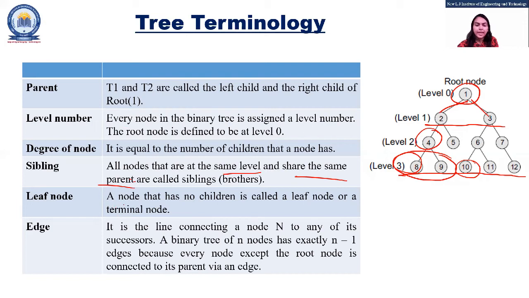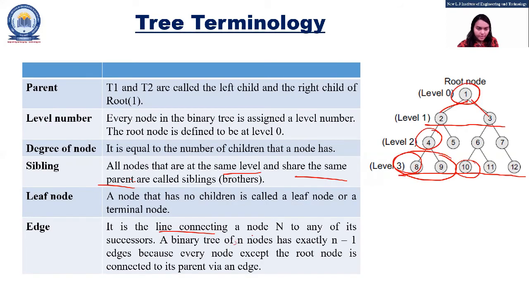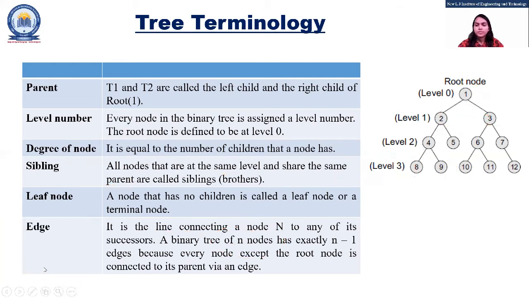Now, what is a leaf node? A leaf node or a terminal node is a node which does not have any children. What is an edge? It is a line connecting the node to its successors. A binary tree of n nodes has exactly n minus 1 edges because every node except the root node is connected to its parent via an edge. So an edge is a line connecting a node to any of its successors, right? So this, we can say, is an edge.